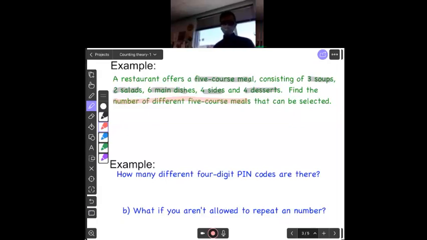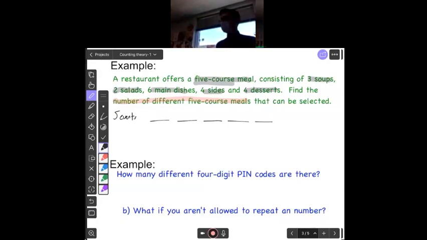5, right? The waiter's going to come up and ask you 5 questions, each time you get to make a choice. So there's 5 events. So identifying that means we're going to have 5 numbers we need to multiply. Something times something times something times something.